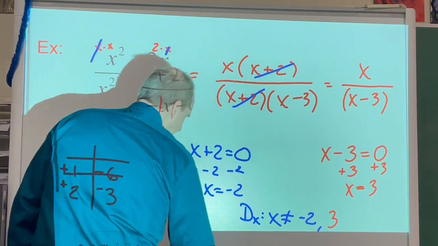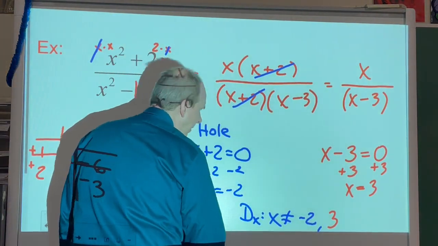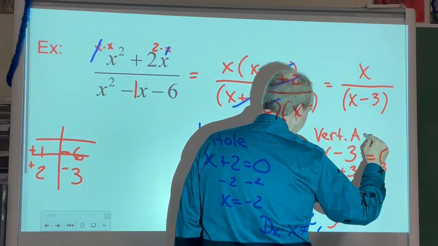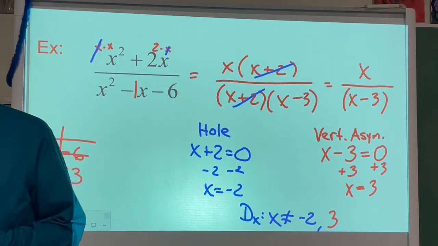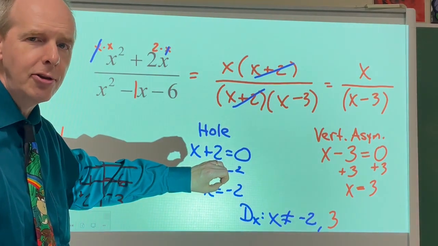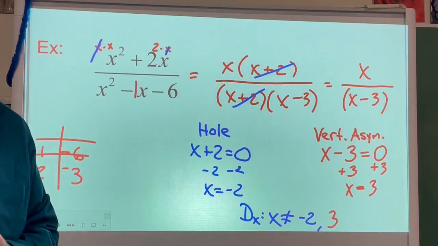The one that canceled is the hole. The one in the denominator that didn't cancel is the vertical asymptote, the line that you can't cross. Literally a hole in the graph where a point should be versus a line that we cannot go through, touch, or cross.